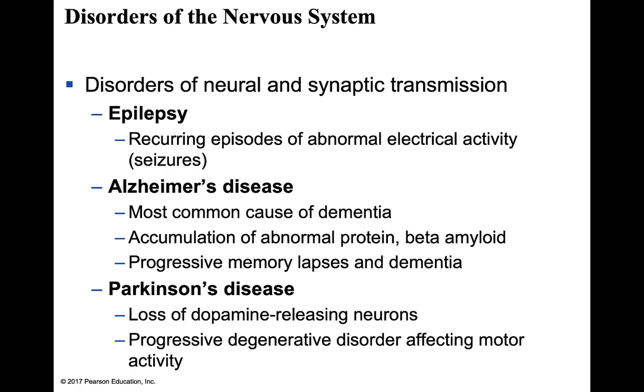Chances are you probably know someone that has Alzheimer's disease. This is the most common cause of dementia, and it's associated with the accumulation of a plaque. It's an abnormal protein, beta amyloid, and things that are associated with Alzheimer's are progressive lapses of memory and dementia. Parkinson's, this is actually a disease that involves those neurons that produce dopamine. So you specifically lose those particular neurons. This is a progressive degenerative disorder that impacts motor activity.